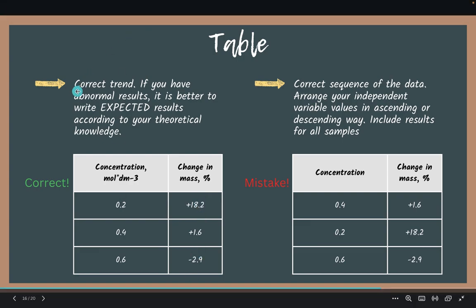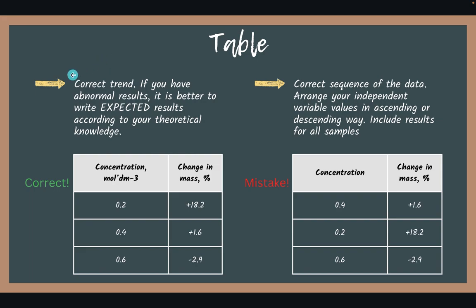Okay, so you should show the correct trend. Usually it gives you 1 mark. If you have abnormal results, which are different from your theoretical prediction, it's better to use expected results. I mean, if you have a little bit of an abnormal result, you can make up this result and make a general correct trend according to your theoretical knowledge, okay?